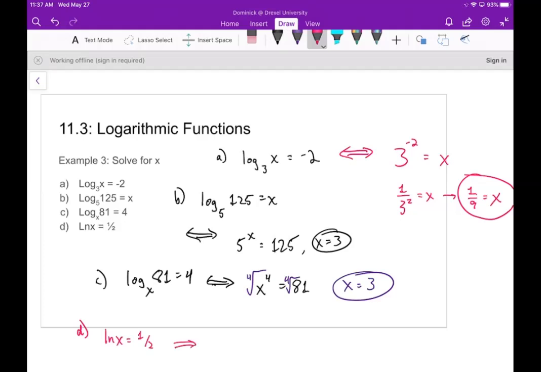So if we convert this, remember that ln is a base of e. So this is e to the 1/2 is equal to x. So for this, we need the calculator, right? So I need to do e to the 1/2. And again, if you're going to do 1 divided by 2, you want to think of it all being in the same set of parentheses. But if we do this, we get x is about 1.6487. And I should use approximately.